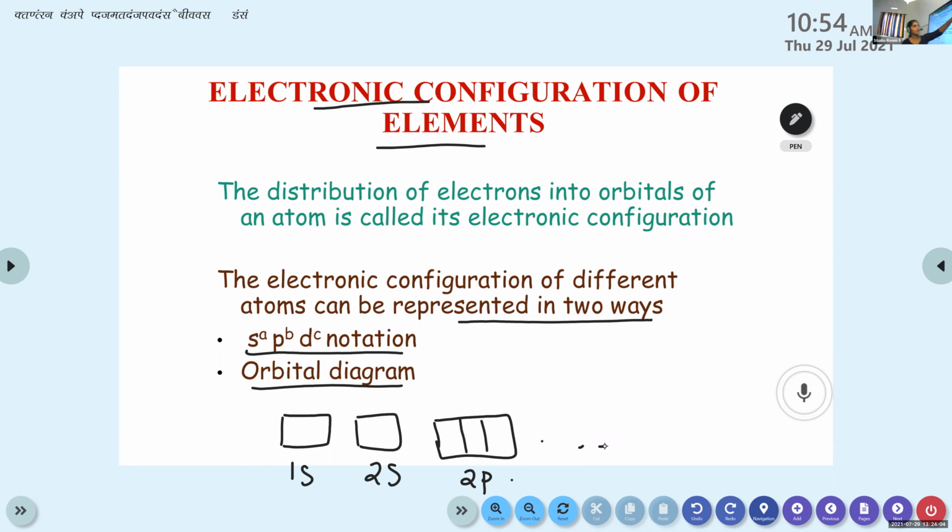Now you learned the three major rules for filling of electrons. And these two are the ways for representing or distributing the electrons into different orbitals. Okay, now you all are capable of writing the electronic configuration of all elements. So we are going to write the electronic configuration of elements using these two methods, okay? SPD notation and orbital diagram. This a, b, c stands for the number of electrons, okay? Small letter a, b, c, etc. stands for the number of electrons.